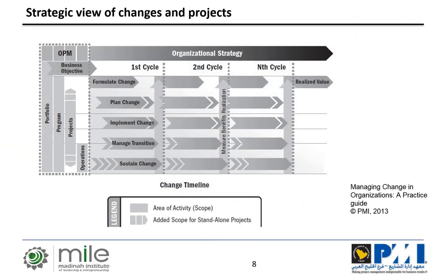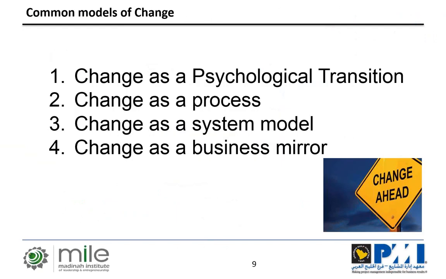So just a few words about models of change. And this is something that, again, goes back to the basic understanding of what changes are. Many people believe that change is a psychological transition. Many people think that change is really a process, an input, process, output model. Some other people think that change is a system model, which means that there are many interrelated components, and all of them bring up a final result, which is what we want.